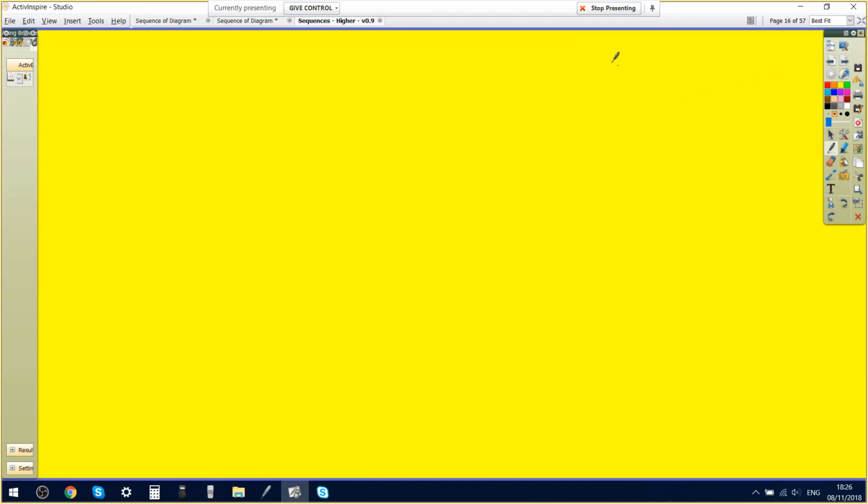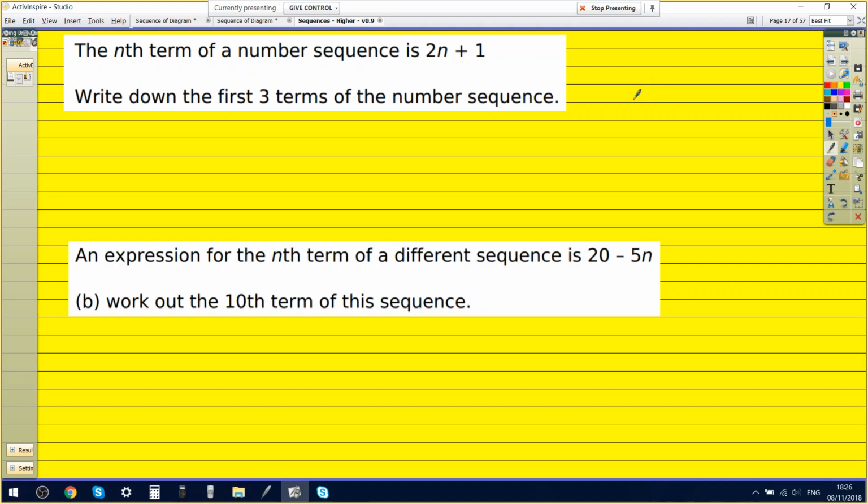So what would you give yourself for those number sequences? X, a half, or tick? I'd give it... I need improvement on that. Okay, so maybe a half. Okay, so we saw this thing before. Any idea how we do this?